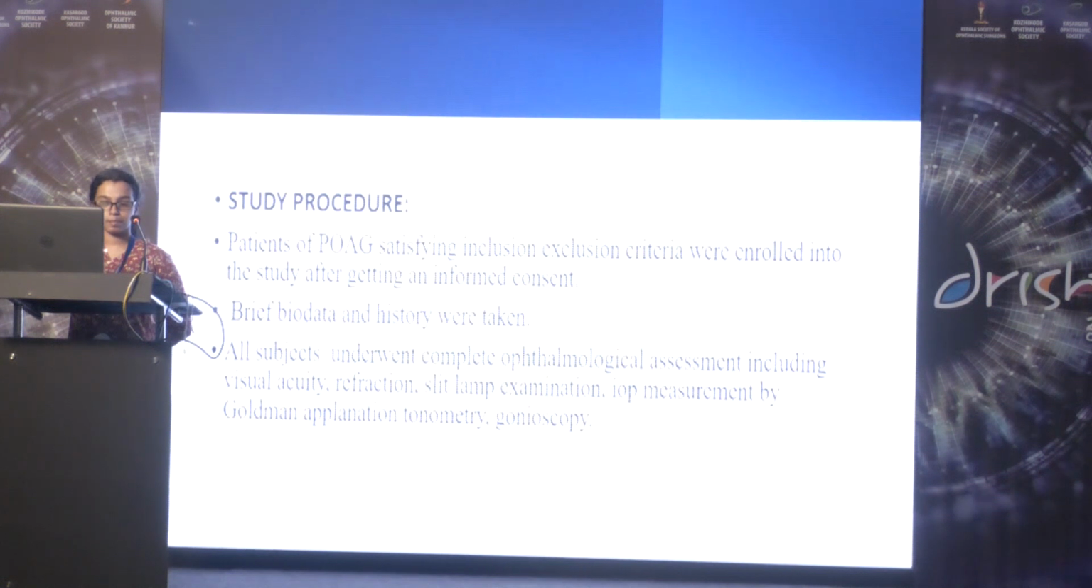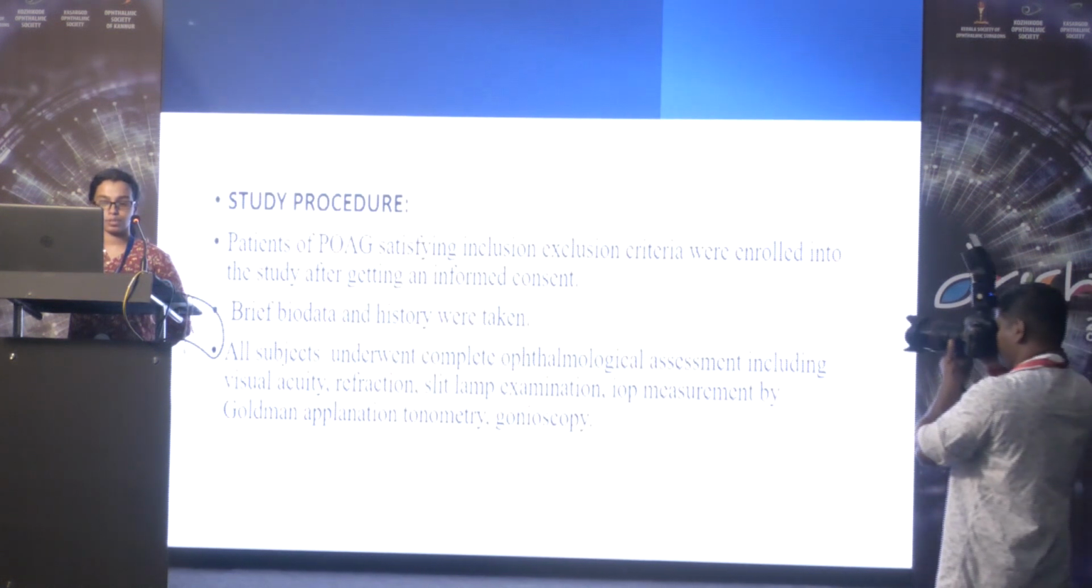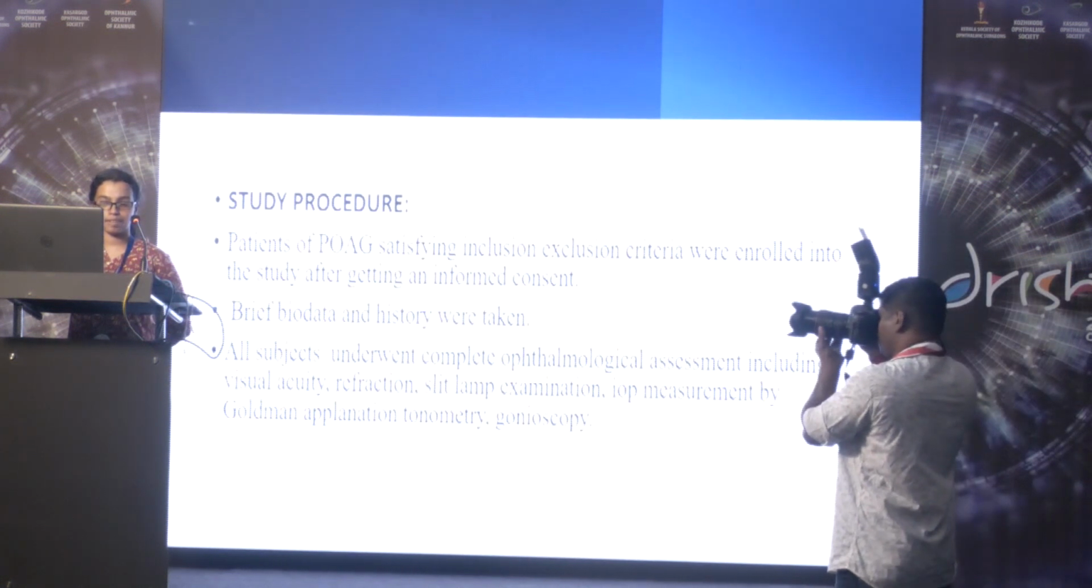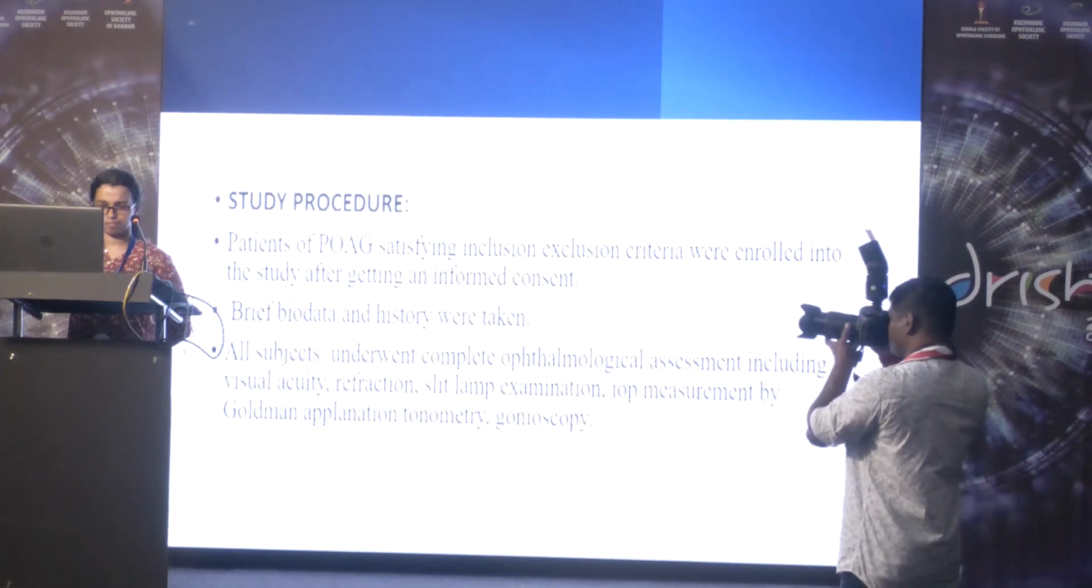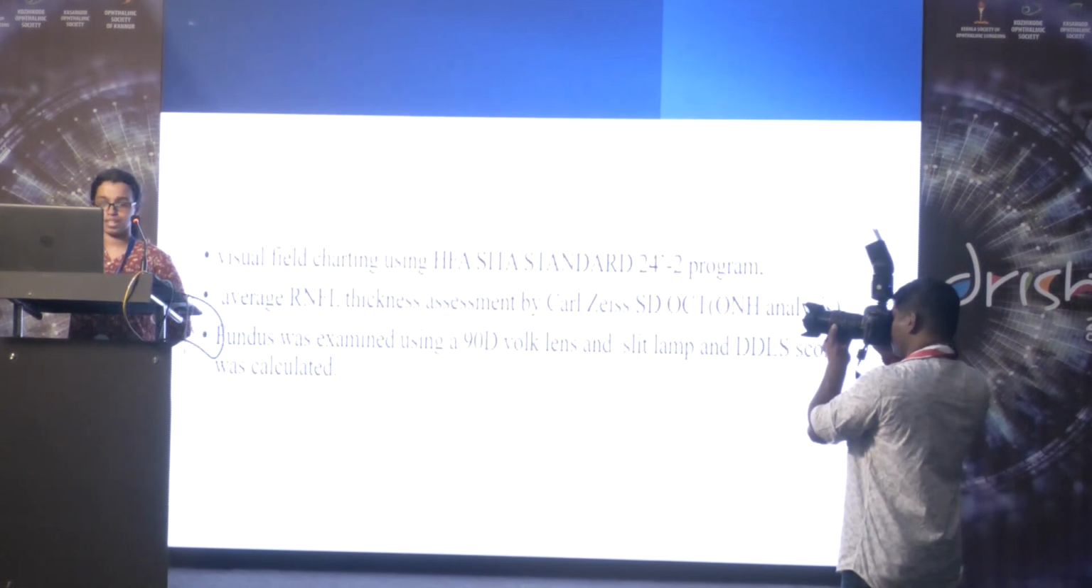Study procedure: patients with POAG satisfying inclusion-exclusion criteria were enrolled into the study after getting informed consent. Brief biodata and history were taken, and all subjects underwent complete ophthalmological assessment, including visual acuity, refraction, slit lamp examination, IOP measurement by Goldmann applanation tonometry, and gonioscopy. Visual field charting using HFA standard 24-2 program. Average RNFL thickness assessment with spectral domain OCT. The fundus was examined using a 90D lens and slit lamp, and DDLS score was calculated.